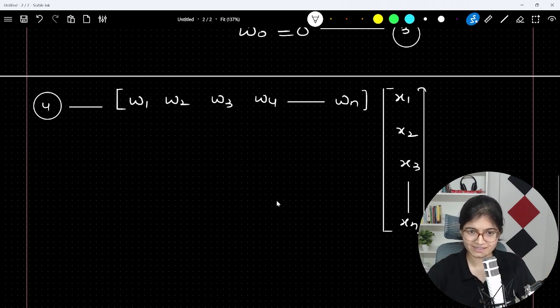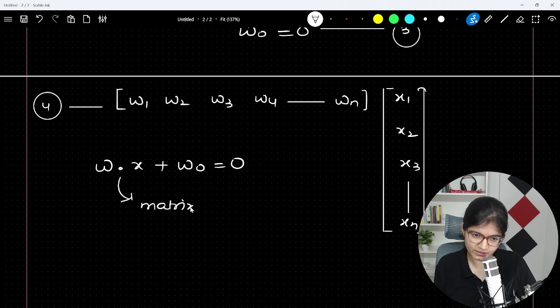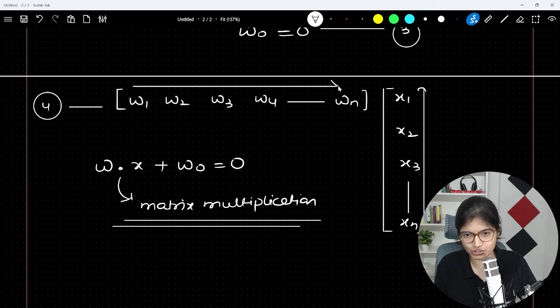So can we write this as a dot product, which is w dot product x plus w naught equals 0? The same equation number 3, I'm writing in the form of a dot product. So this basically represents a matrix multiplication. If you observe, if you want to multiply two matrices, this is how multiplication will be done: taking row-wise, column-wise, and adding all of the values. So w1 x1 plus w2 x2 plus w3 x3 till the value of wn xn.